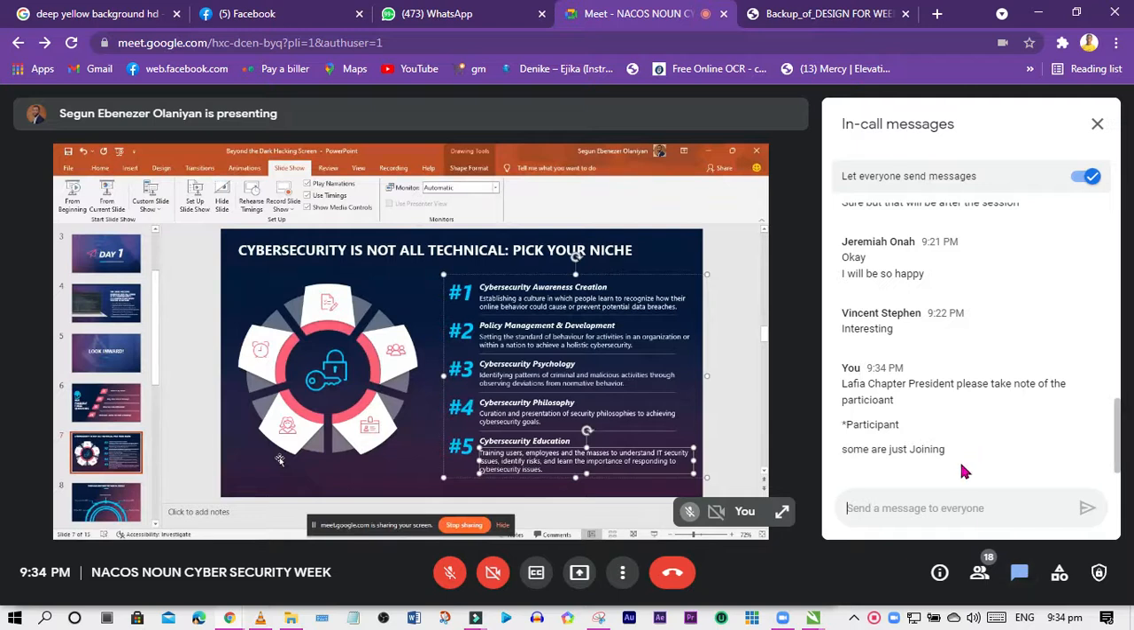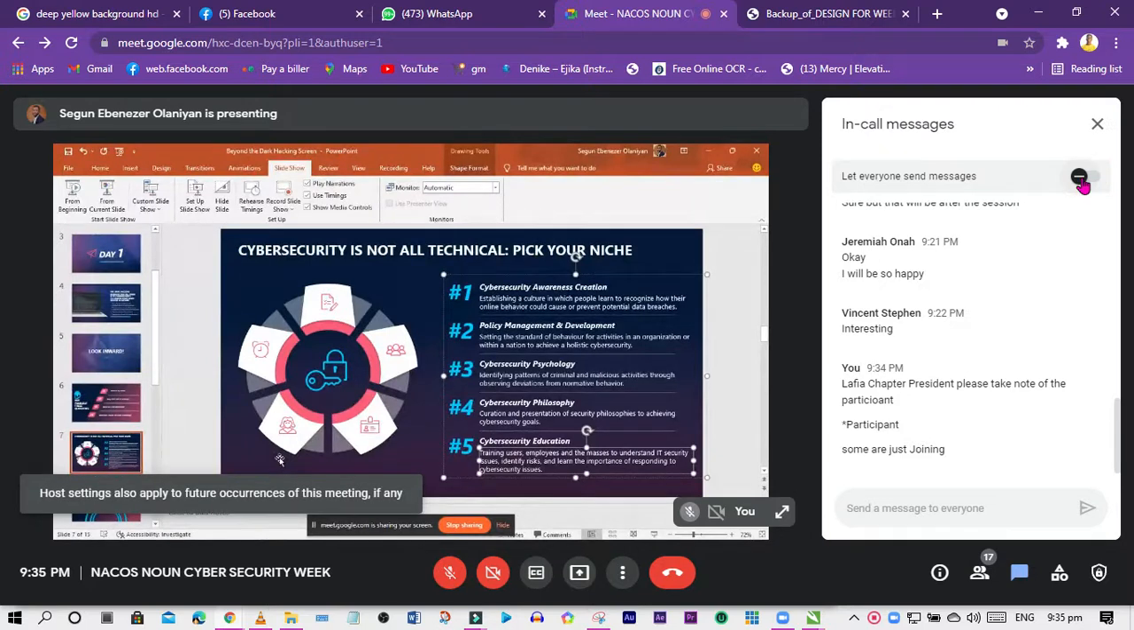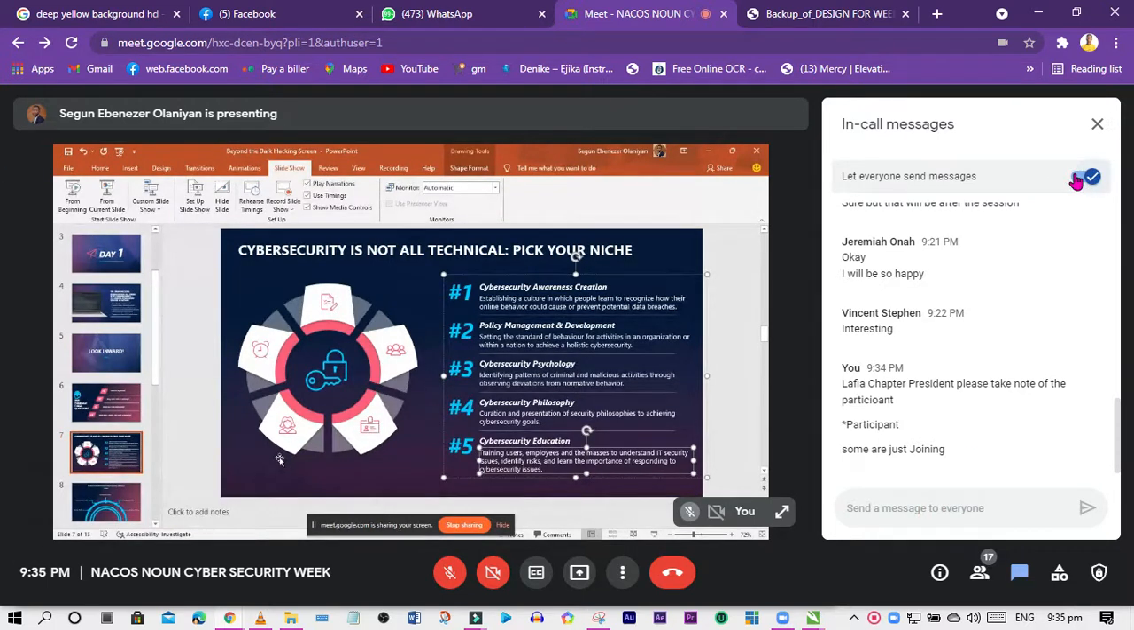There are domains in cybersecurity where you don't need to know so much technical aspect, like open source intelligence or digital investigation now. You don't need to know so much technical aspect of cybersecurity to become a digital investigator, which is one of the things I do. You just need to know how to use Google. You need to know how to use some plugins, some web browser extensions, to do your investigation. That's all.